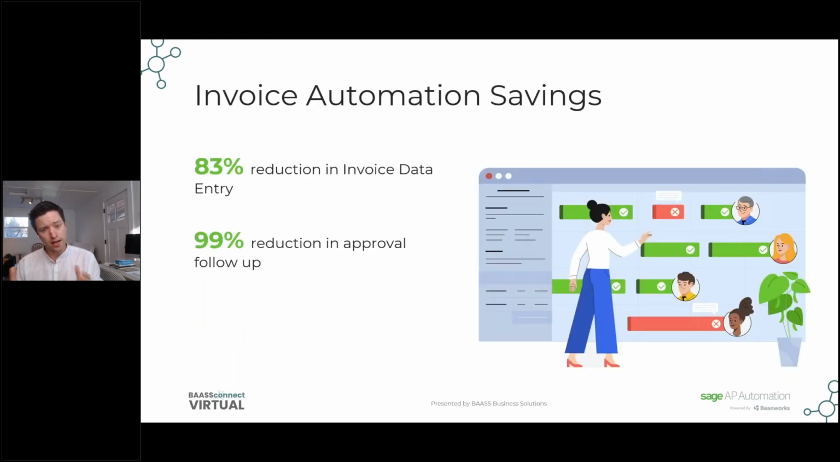So due to an 83% reduction in data entry and a 99% reduction in the approval follow-ups that are happening in your business, and among other workflow efficiencies, organizations have seen anywhere from a 60 to 80% reduction in the cost associated with processing an invoice, with the average coming down to $2.36 per invoice from around $12.